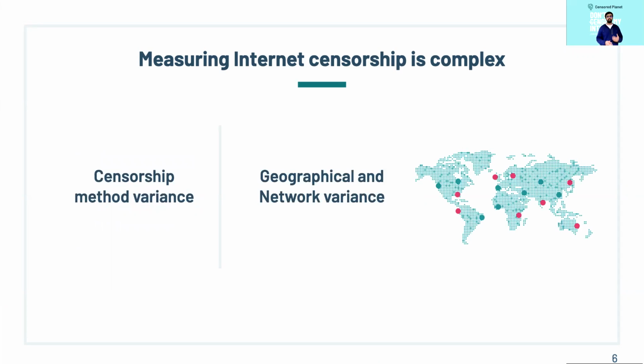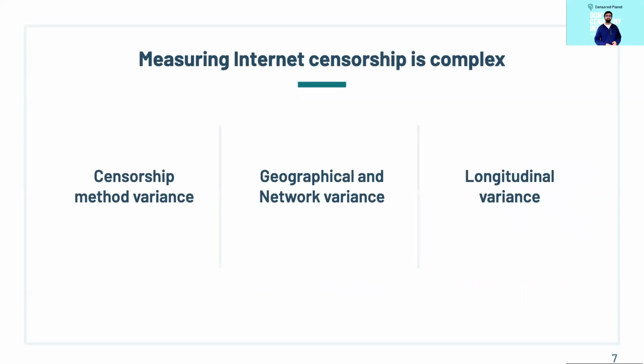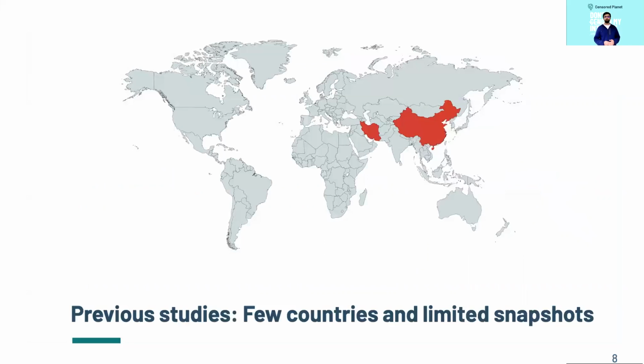Second, censorship and its targets change widely from country to country, region to region, and even from network to network, creating the need for measurements at large scale. And finally, censorship changes over time, which creates the need for continuous measurements. Because global and continuous measurements have been challenging to achieve, most previous studies in censorship have focused on specific countries, especially Iran and China.